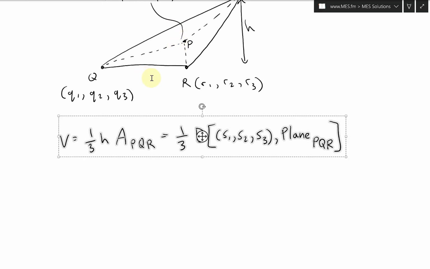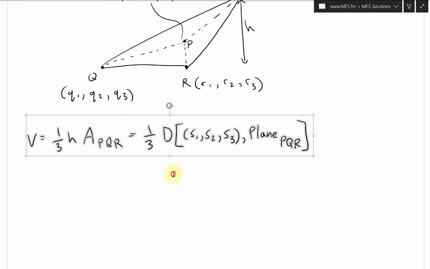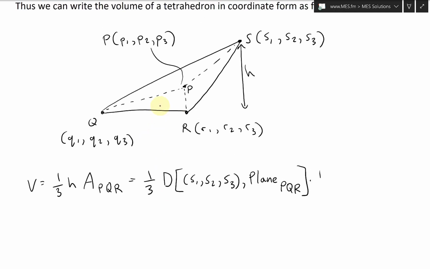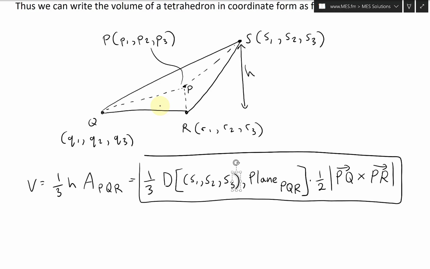I'm going to shift this over like this. And then now this one here is going to be multiplied by the area of this. And then we already solved that earlier, it is 1/2 the length of the cross product, PQ cross PR. Like that. Alright, and now I'm going to box this in.